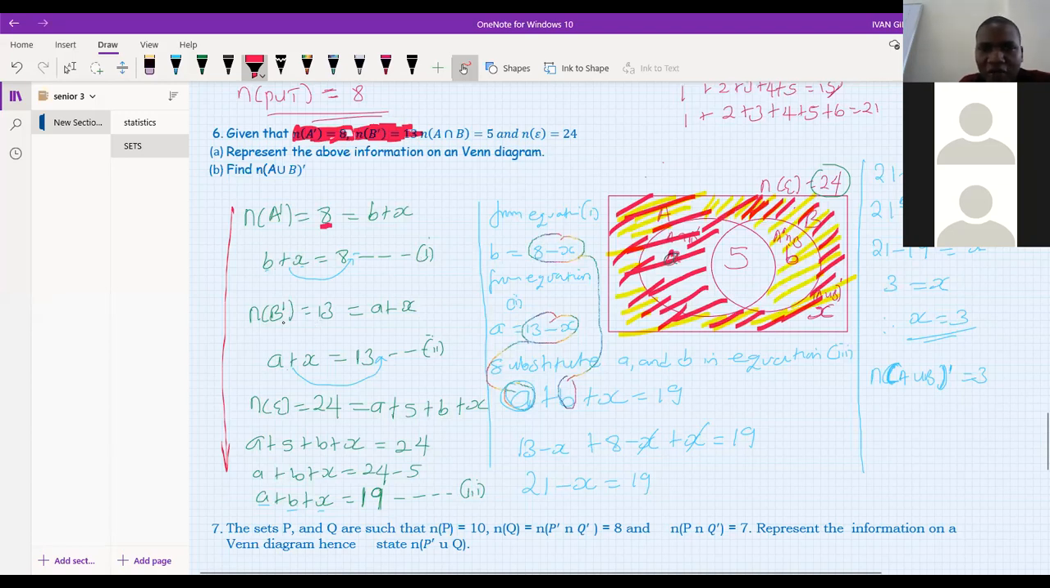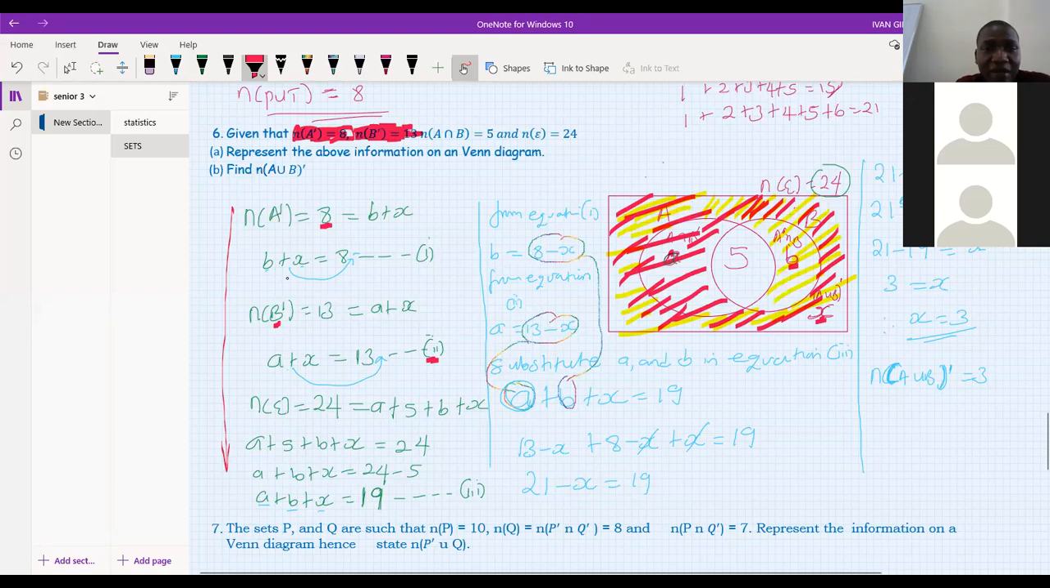Then also for B complement, outside B, the one we use purple color to shade. So anything out in that region will be in the region of B complement. That means B complement will have A plus X, and A plus X will give us the second equation. That's Roman number 2.